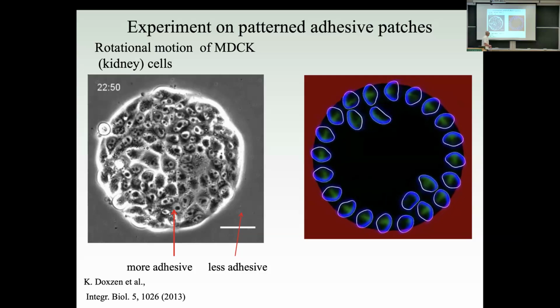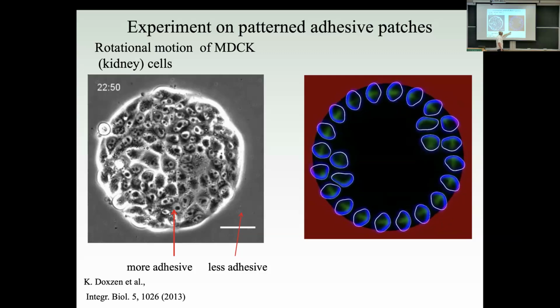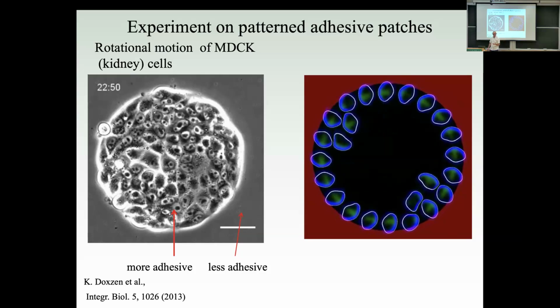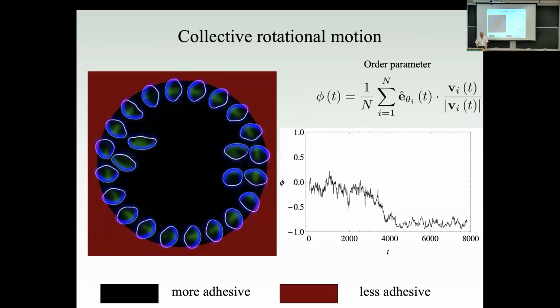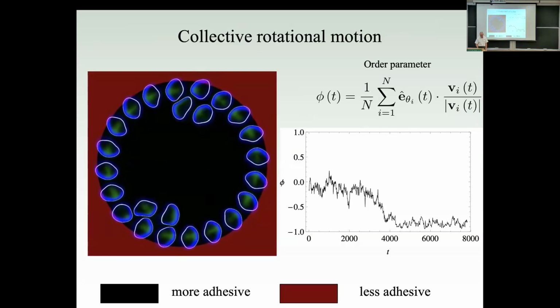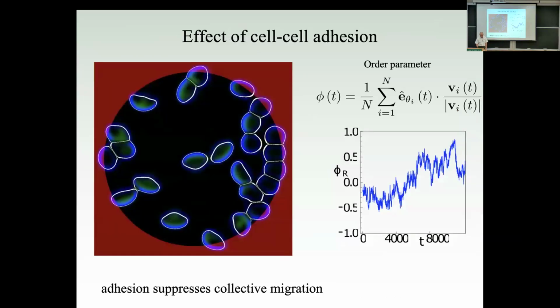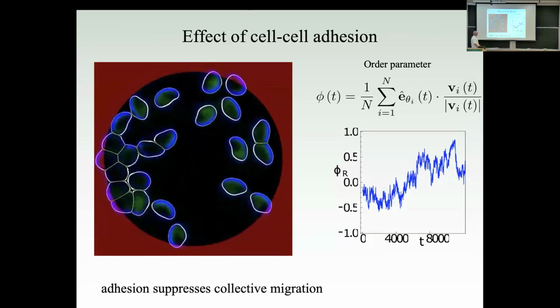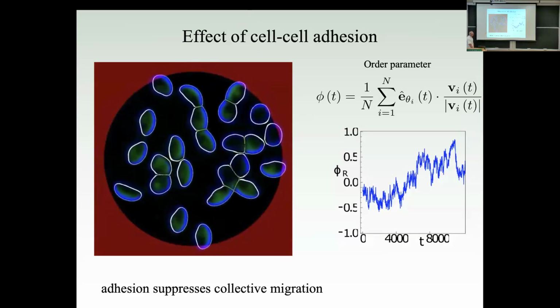What is interesting is that you would think cell-cell adhesion would promote collective migration. Apparently, for small density, it's not so. This is the effect of cell-cell adhesion. When you introduce cell-cell adhesion, they form intermittent clusters, and these clusters actually destroy collective rotation.